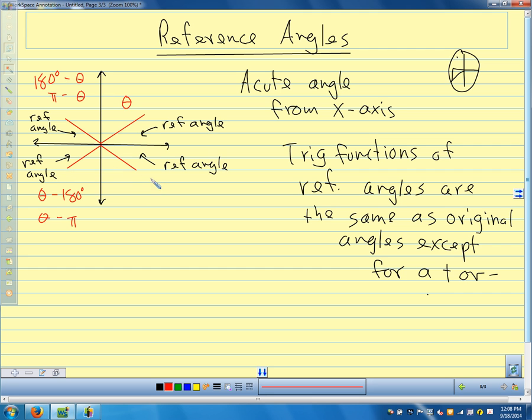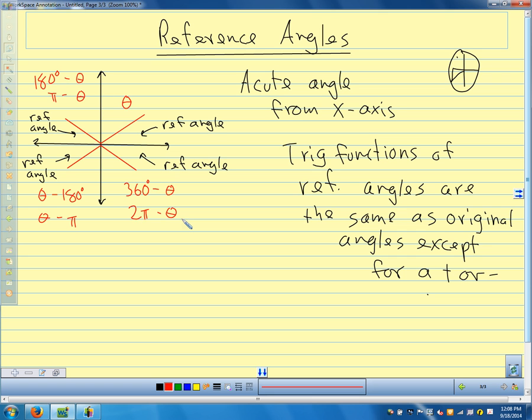And then finally in the fourth quadrant, if this is a 300 degree angle, what would this little angle be? 60. And how'd you find that? 360 minus theta, or 2 pi minus theta.